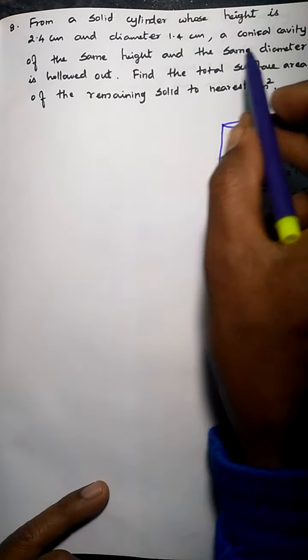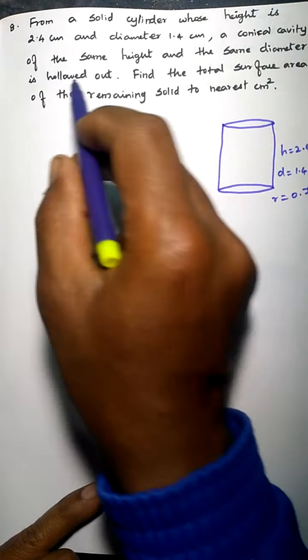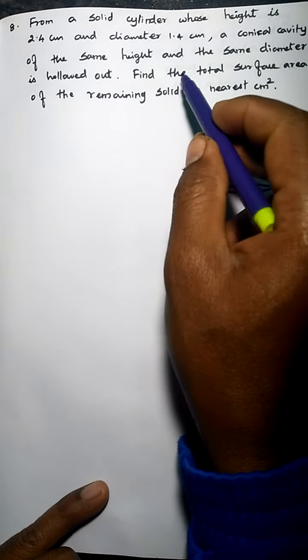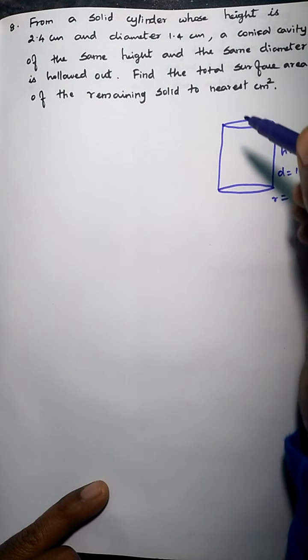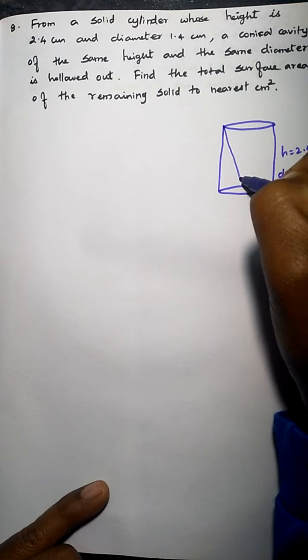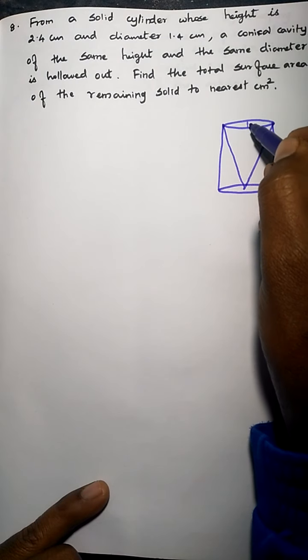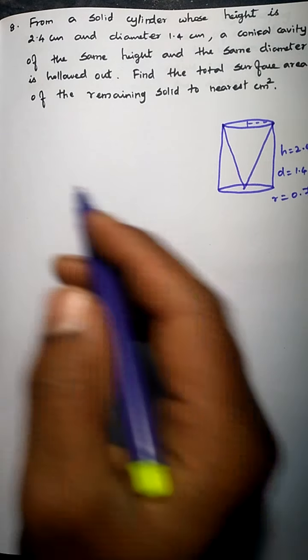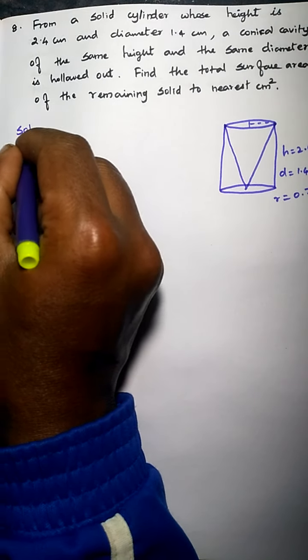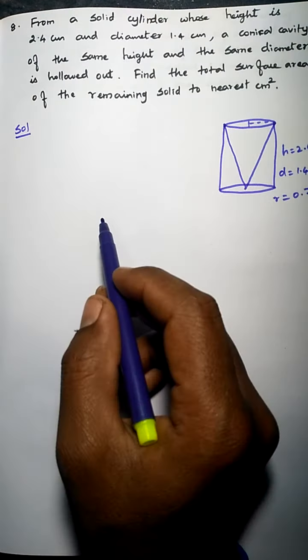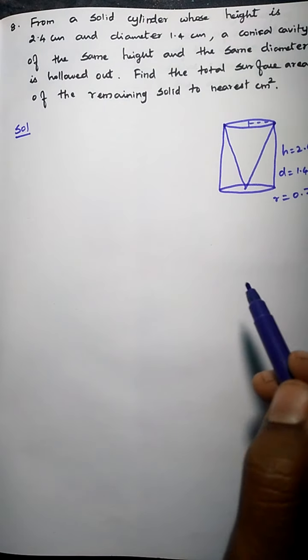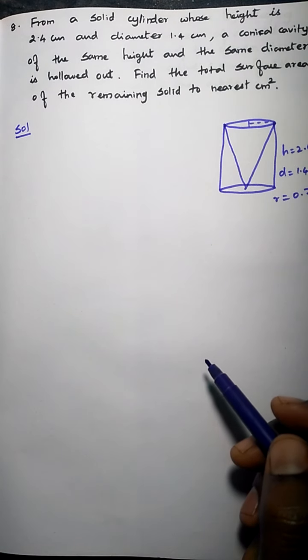And a conical cavity of the same height and same diameter is hollowed out. Hollowed out means inside they cut and they removed a conical part with the same height and same diameter. So let's take now. Find the total surface area of the remaining solid, nearest to centimeter square.